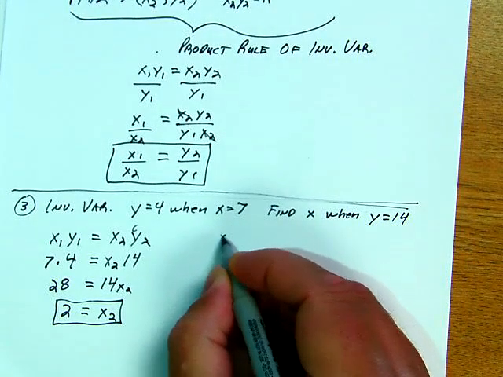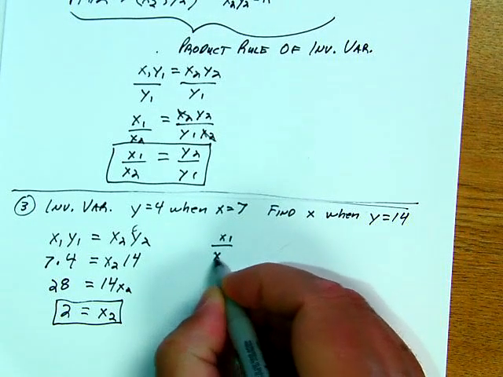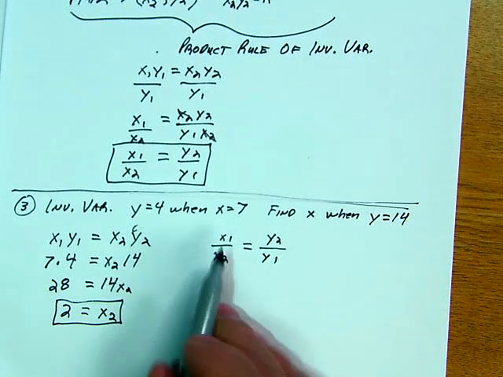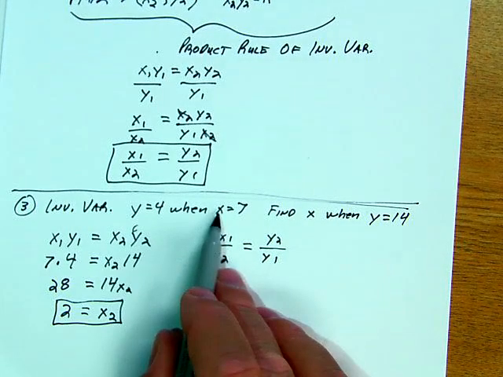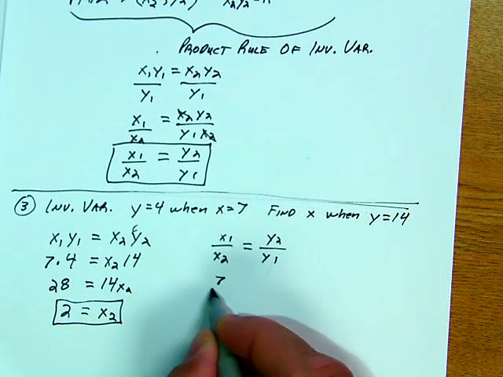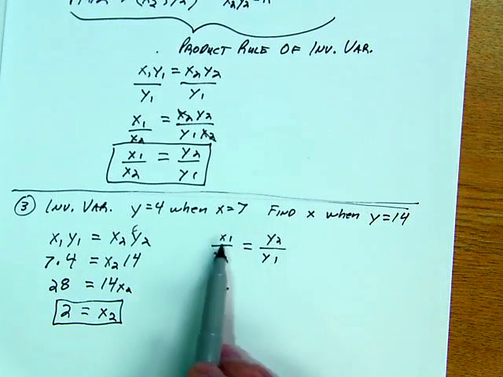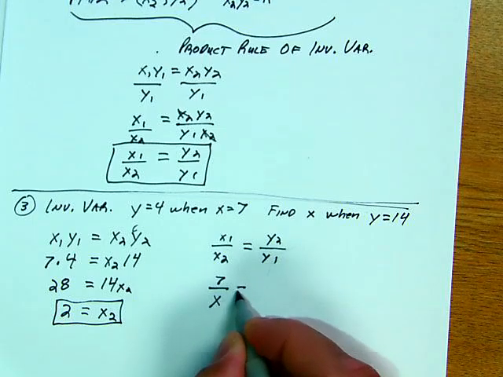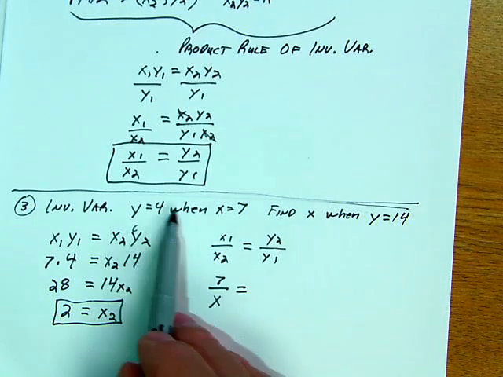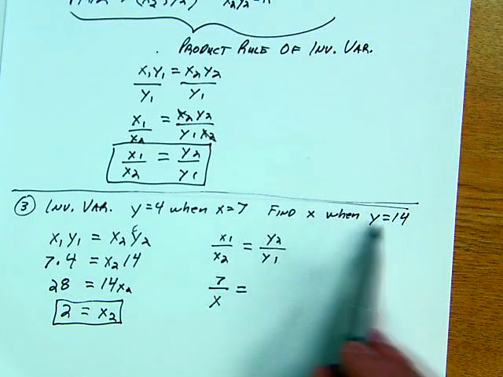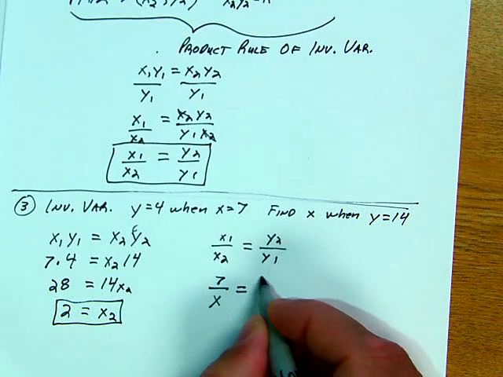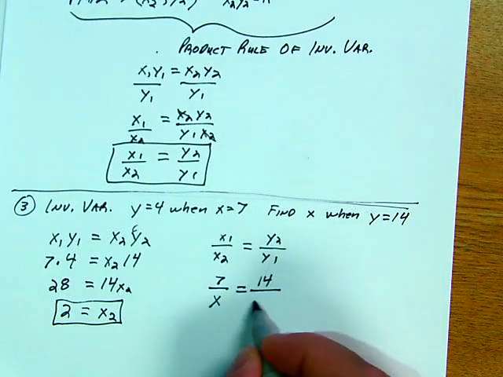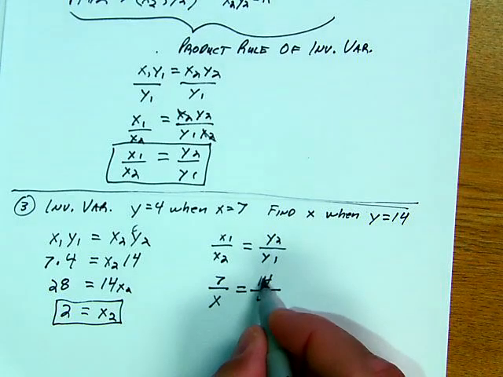In this one, I rewrite the proportion here, y2 over y1. Well, what's x1? x1 is this point right here, that's 7, over what is x2? Well, x2 is what we're looking for, x. What is y2? y2, the second point, is over here, y is 14, so y2 is 14, and y1 is 4. Now we cross multiply.